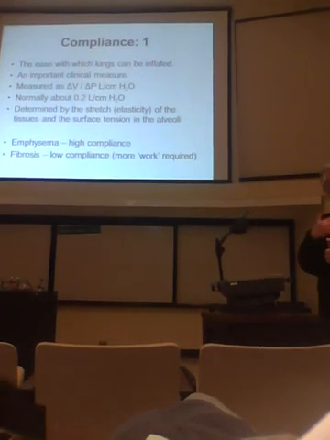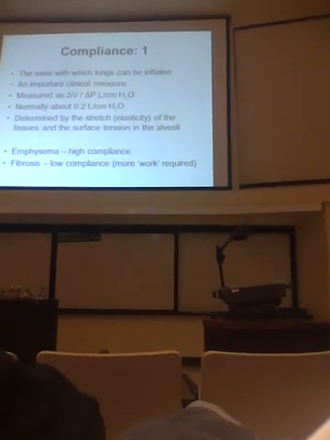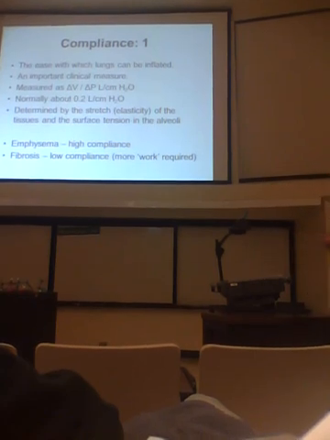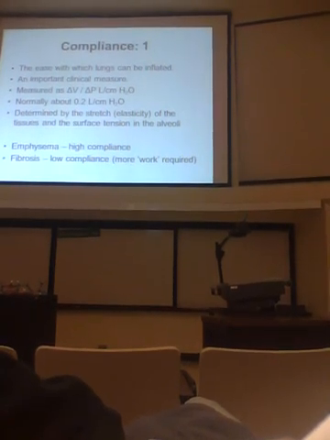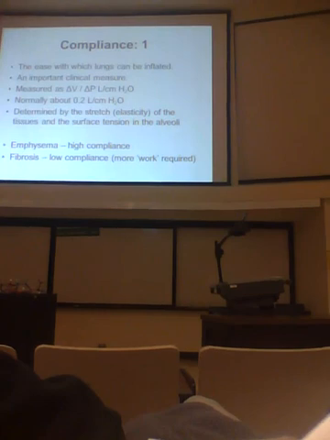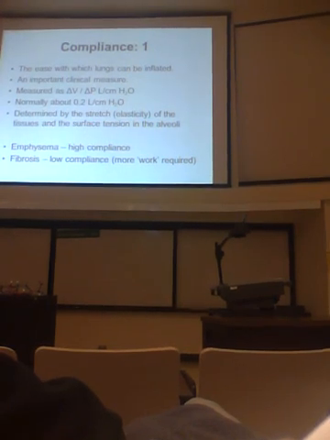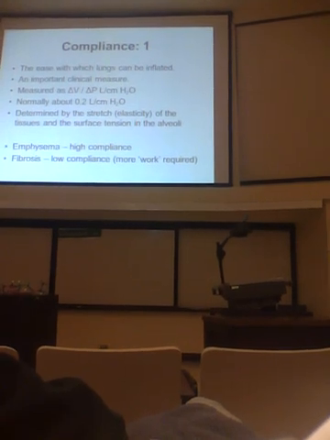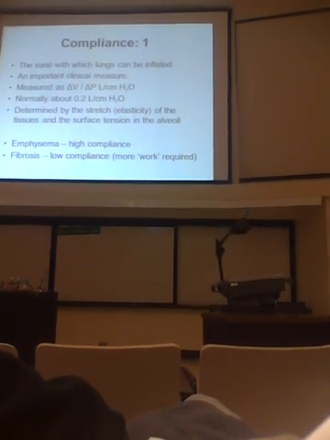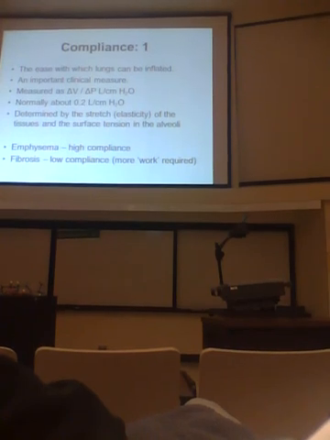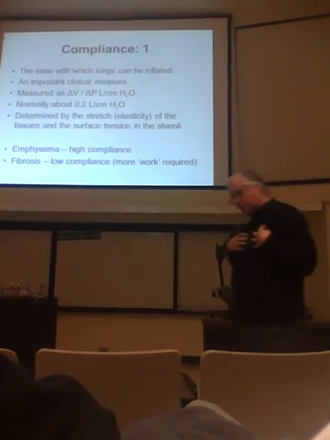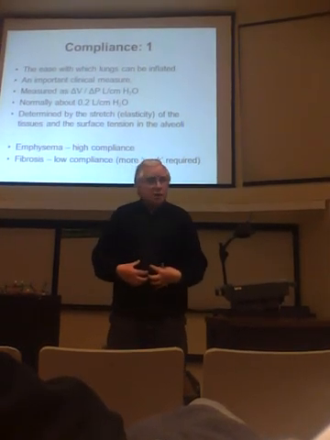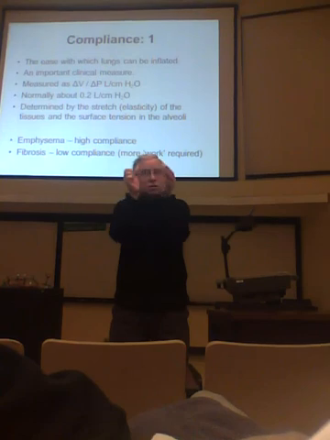But one of the measurements that they do is compliance. So you can measure compliance, or how elastic your lungs and chest wall are. There's a normal figure for it: 0.2 liters per centimeter of water, delta V over delta P, determined by the stretch of the tissues and the surface tension in the alveolus. The stretch of the tissues means the muscles, the lungs themselves, and the alveoli as well.